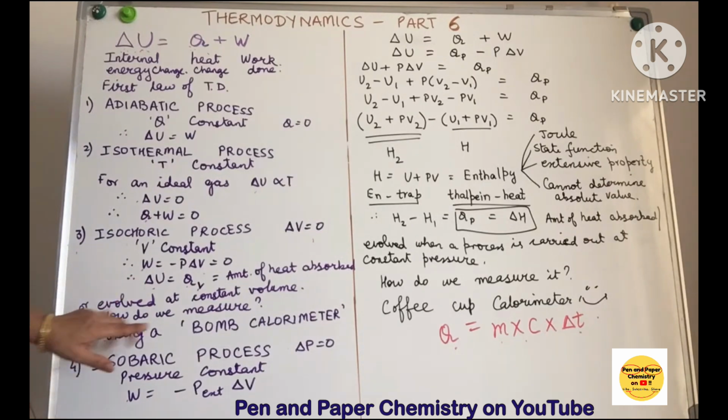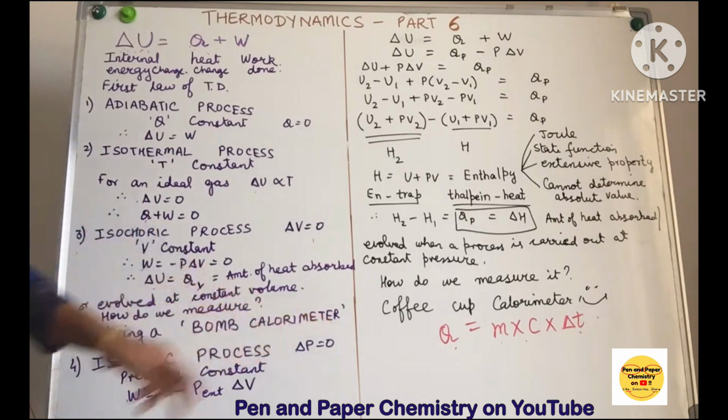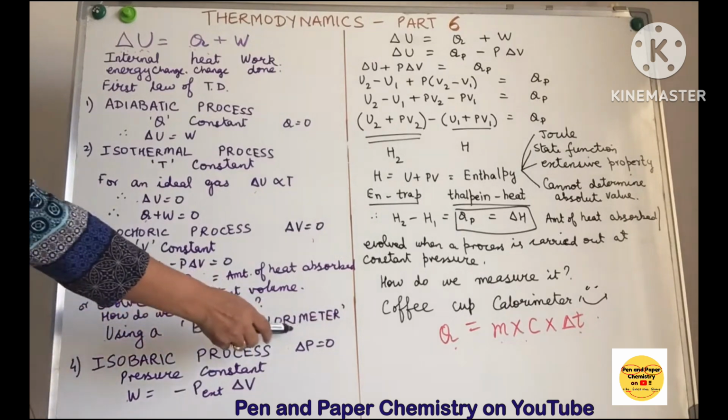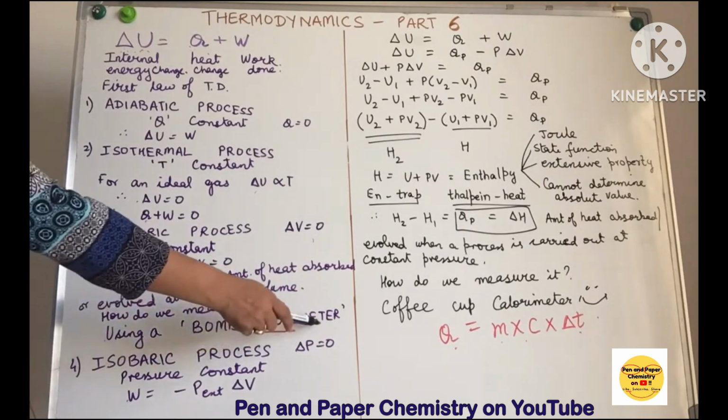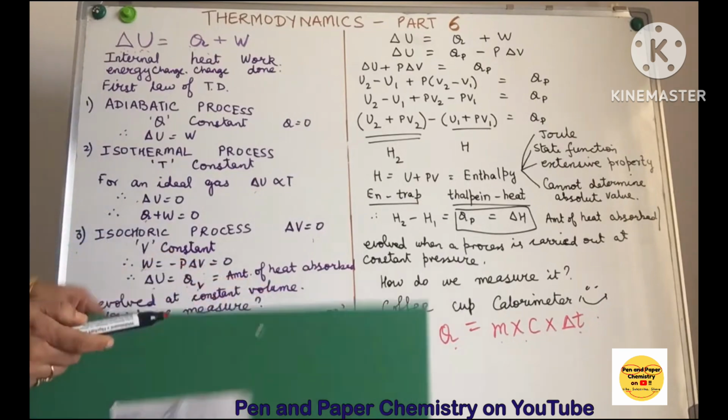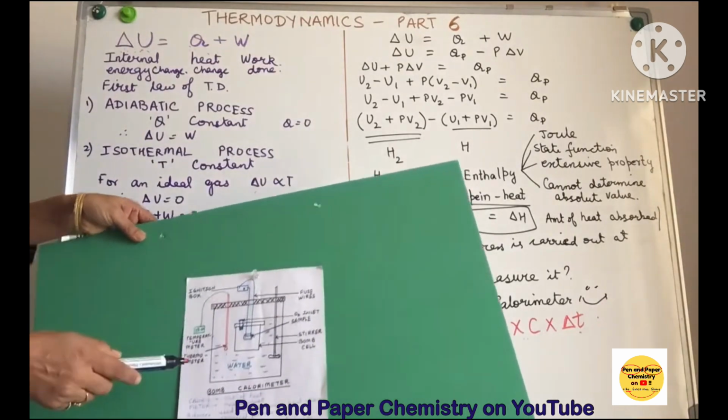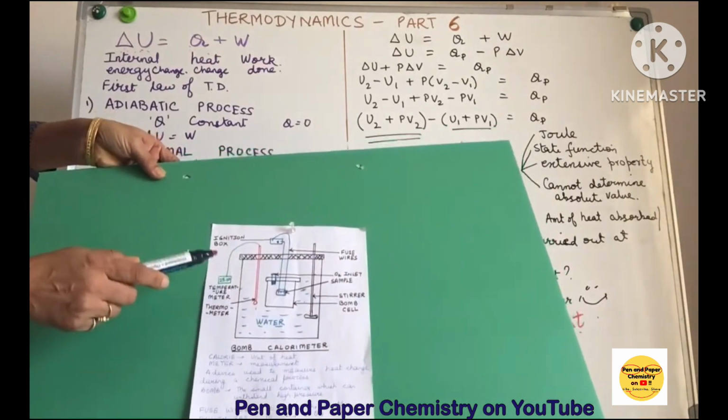Coming to calorimeter, just break it up and this will help you to recall. Calorie is the unit of heat. Meter is measurement. That is why this setup is called a bomb calorimeter.